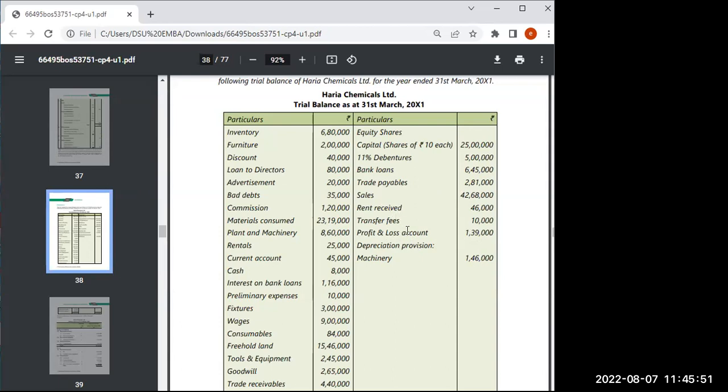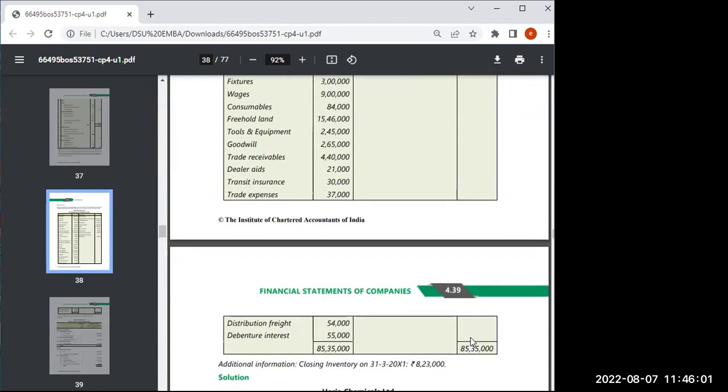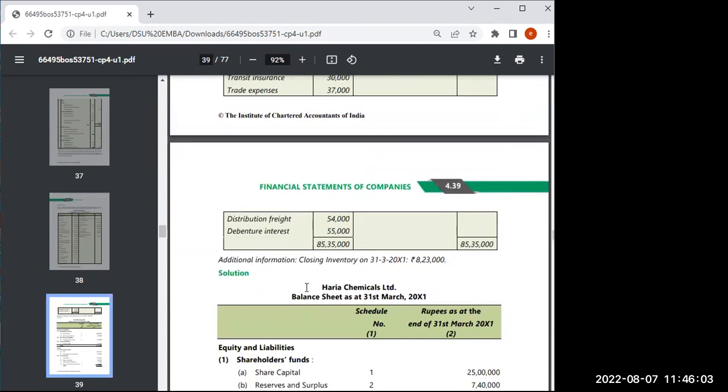Profit and loss account of the last year, the balance of P&L account. Depreciation on machinery is 1,46,000. The total of the trial balance is 85,35,000. And additional information is only one is given. This is called adjustment, right? Only one is given. That is closing inventory of the company as on 31st March 2021 is 8,23,000.